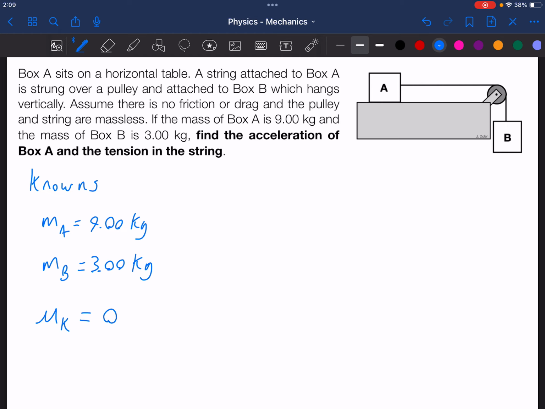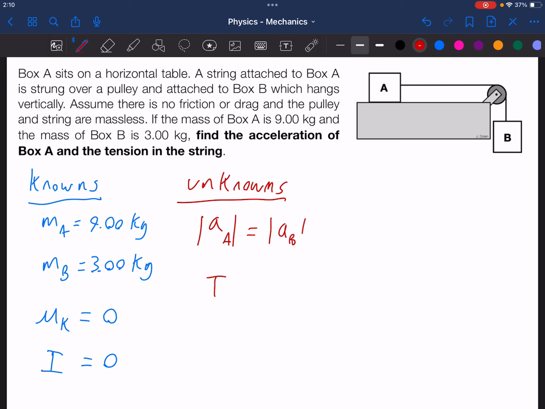Okay, those are our knowns. What about our unknowns? Again, we talked about that at the beginning of the problem. Our unknowns are acceleration of box A and tension, which is a force. Now the acceleration of box A is going to be the same in magnitude as the acceleration of box B, because they're connected by a string that's not going to stretch or compress. So I'm just going to call that acceleration and just use A as my symbol for that throughout the problem. And then I'll use the symbol capital T for my tension. Okay, so those are my knowns and unknowns.